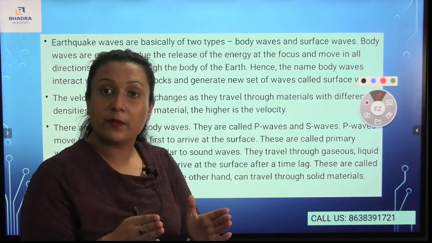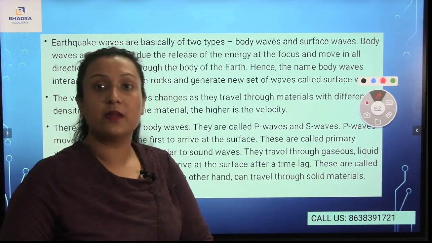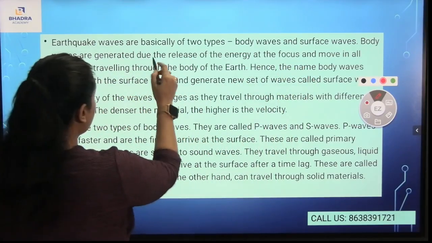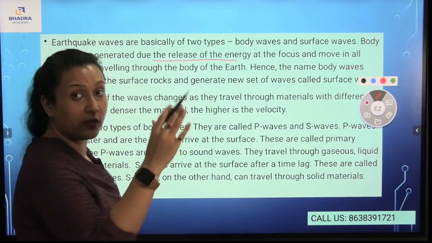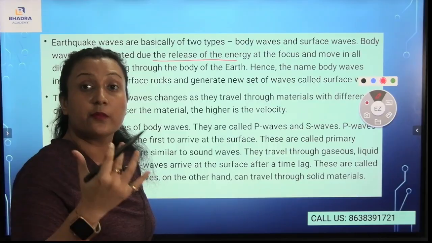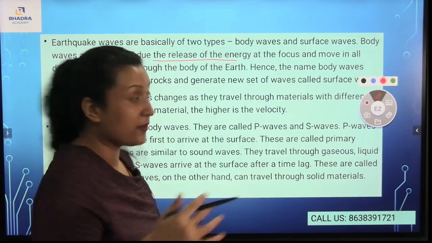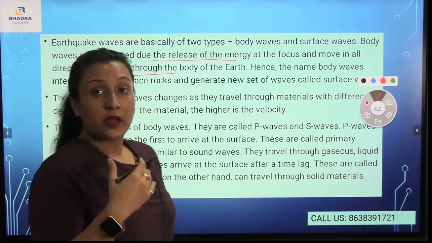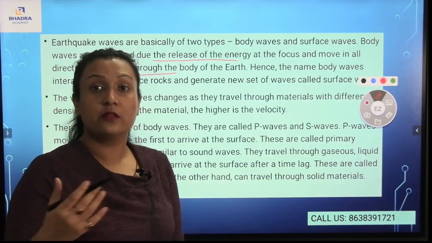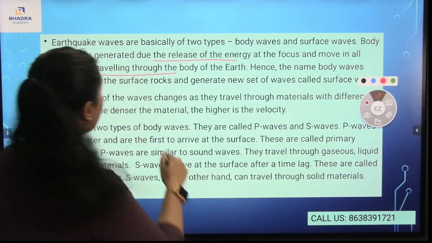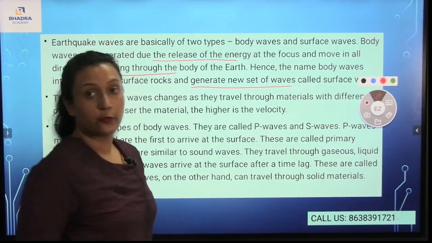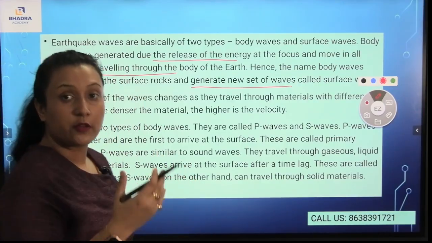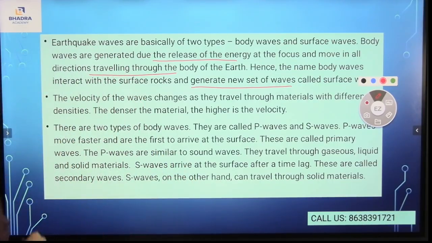First, the body waves will be coming. When the new set of waves also comes, these are known as the surface waves. First, there is the release of energy from the fault, from the focus, and that energy travels in all directions. This is known as the body waves. And when there is the generation of the new set of waves, these are known as the surface waves. So this is the definition of the body waves and the surface waves.